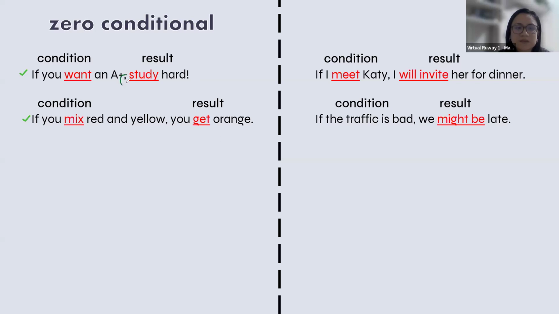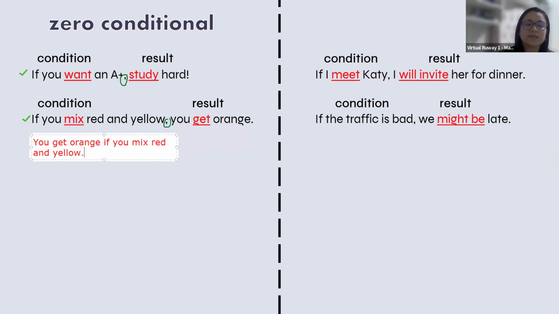Algo importante es el uso de la coma. Si comienzo con la condición, la coma es obligatoria para separar condición de resultado. ¿Ok? Lo mismo pasa en el otro ejemplo. Comencé con la condición, para separarla del resultado, utilizo obligatoriamente una coma. Si fuera lo opuesto, ya la coma no es necesaria. O sea, si yo digo, you get orange, if you mix red and yellow. Acá estoy comenzando con el resultado. La coma ya no es necesaria.